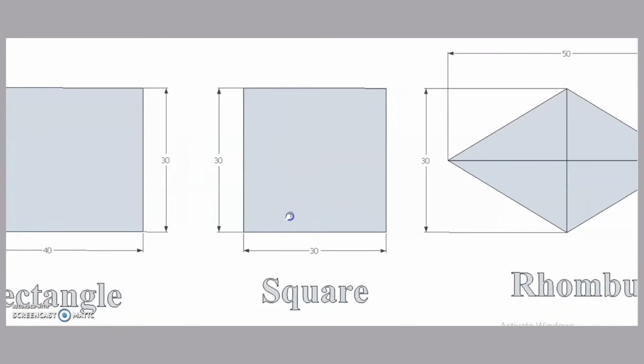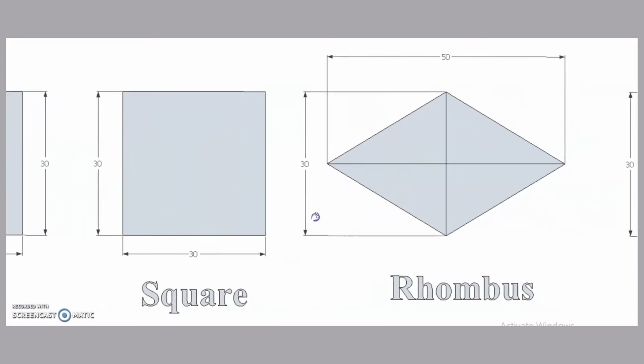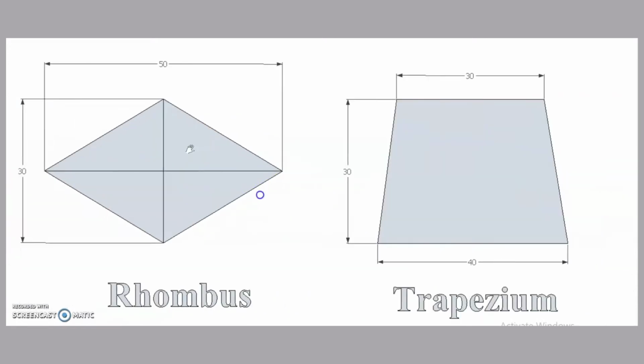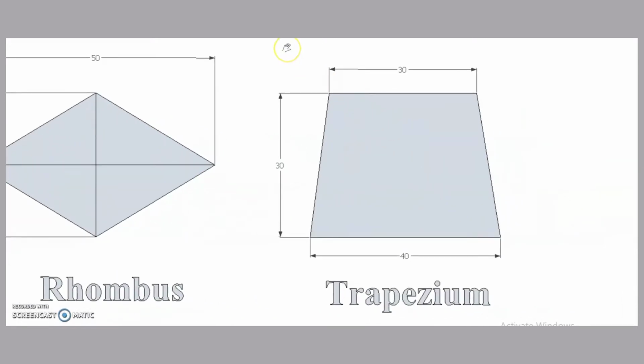This is a square of the size 30 millimeter. This is a rhombus which is specified by its diagonals. Longer diagonal is 50 millimeter and smaller diagonal is 30 millimeter. This is a trapezium of which the parallel sides are 30 and 40 millimeter, whereas the distance between these parallel lines is 30 millimeter.